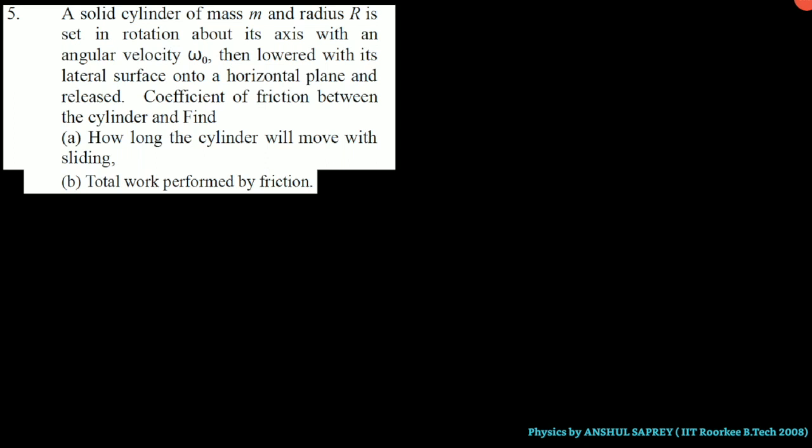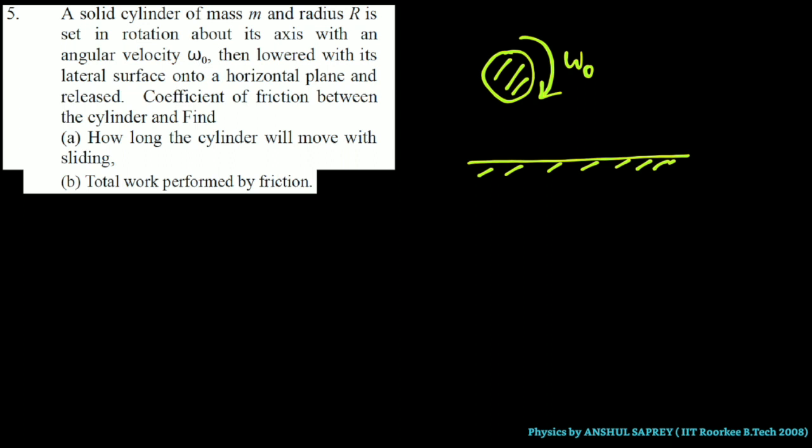A solid cylinder of mass m and radius r is set in rotation about its axis with an angular velocity omega naught. Suppose this is the solid cylinder. Initially, it was rotating clockwise with angular speed omega naught. Now it is gently put over a rough horizontal surface.